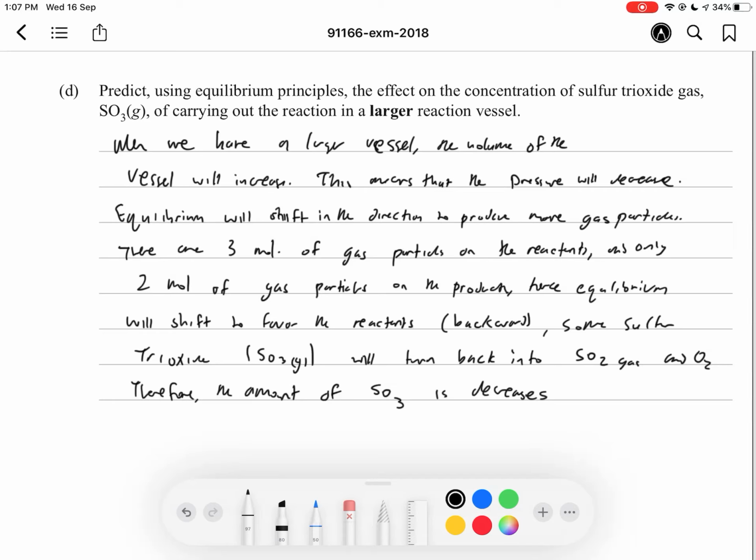So we have to say increasing the volume will decrease the pressure, and the equilibrium will shift in the direction to increase the number of gas particles, so looking to increase the amount of gas particles. And we also have to say that the backwards reaction is favored, and therefore there will be less SO3 gas produced.